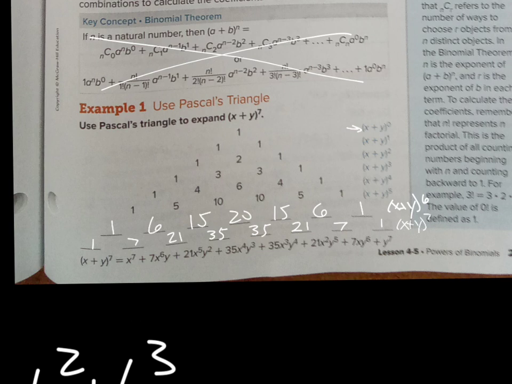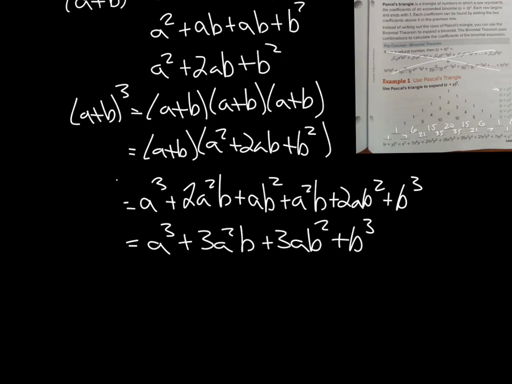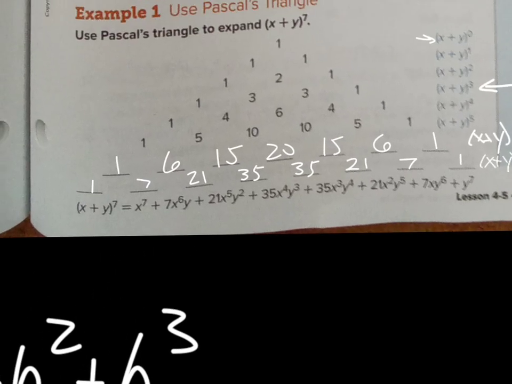And so just to put it back to what I was saying before, we did this one a second ago to the third. And see, the coefficients are 1, 3, 3, 1. And so then when we did that over here, 1, 3, 3, 1. Okay, so that's how it all matches up. Is that all right? Okay, and so then they did this x plus y to the 7th.